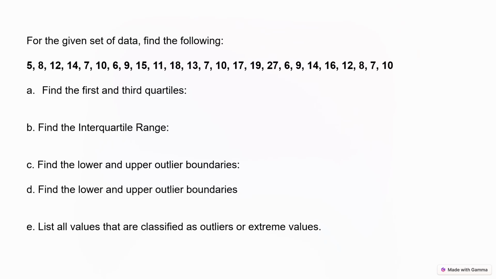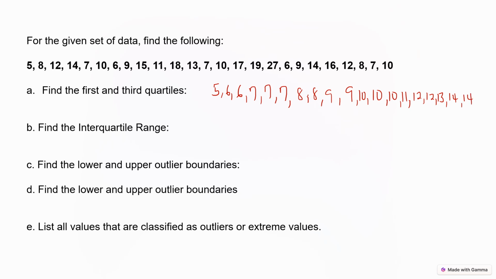We're going to have 5, 6, 6, 6, 7, 7, 7, 8, 8, 9, 9, 10, 10, 10, 11, 12, 12, 13, 14, 14, 15, 16, 17, 18, 19, and lastly we have 27.